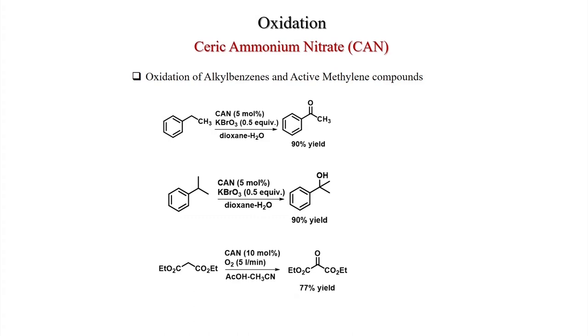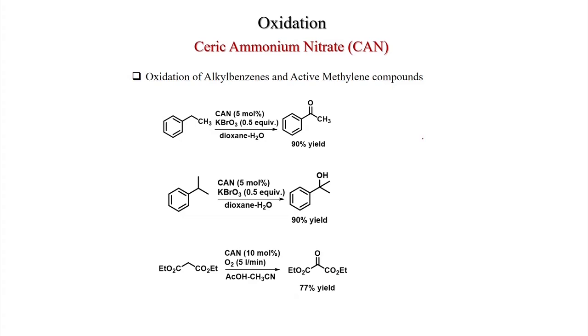And diethyl malonate, here also this proton is quite acidic, and under this condition it has been found that with ceric ammonium nitrate 10 mole percent, oxygen 5 liter per minute, in acetic acid-acetonitrile solvent, it can give this keto ester product. So what will be the mechanism of this reaction?